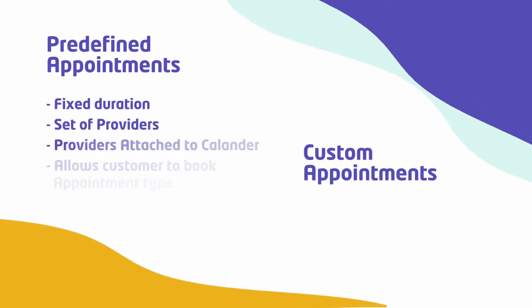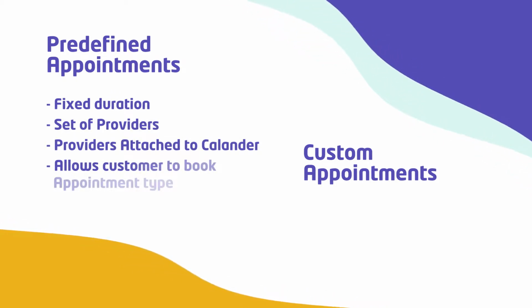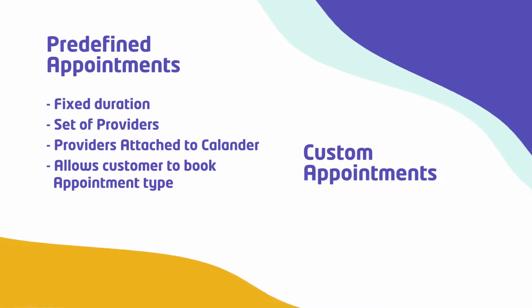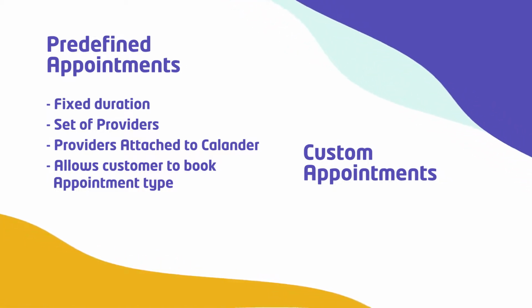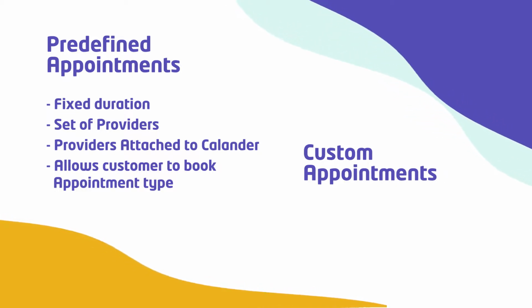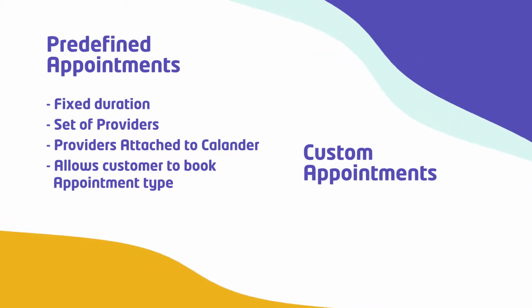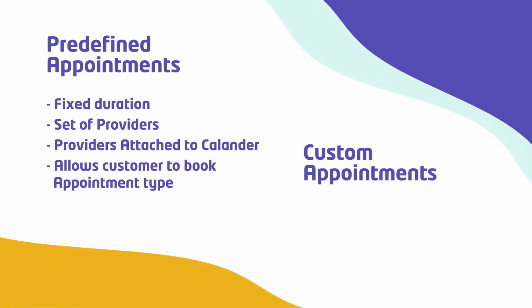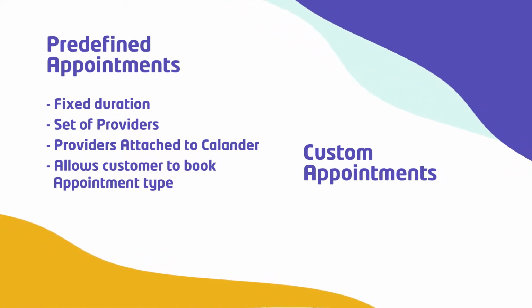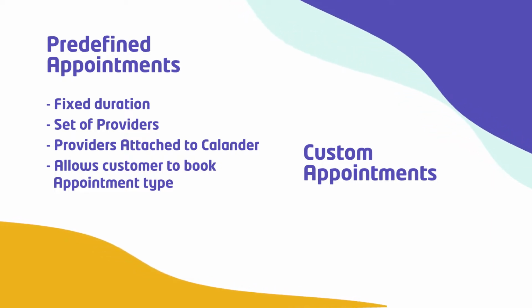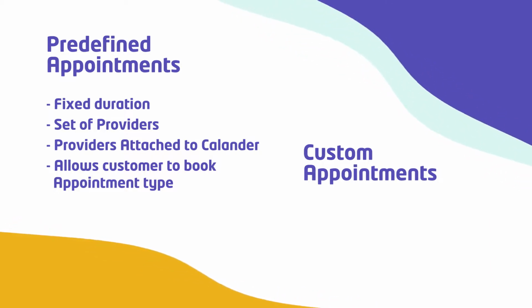And so when you book a predefined appointment type, it looks for availability on the calendar and only allows you to book that predefined appointment type when there is availability. In predefined appointment types, you can also let the customer book the appointment type, or you can turn it off so only you can book it. But the main difference is that the duration is set by what you set it at, and it looks for availability for that provider on that particular date.